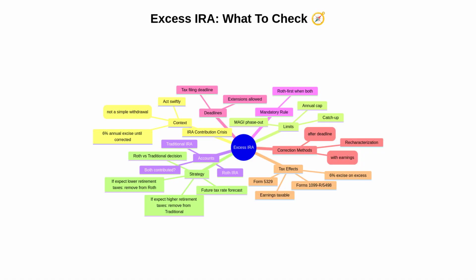This mind map centers on the excess IRA concept and expands to show contribution limits, account types, the potential mandatory Roth first rule when both accounts are involved, relevant deadlines, correction methods, tax effects and required forms, and the strategic decision regarding future tax rates. It provides a holistic checklist for diagnosing and fixing an excess contribution.